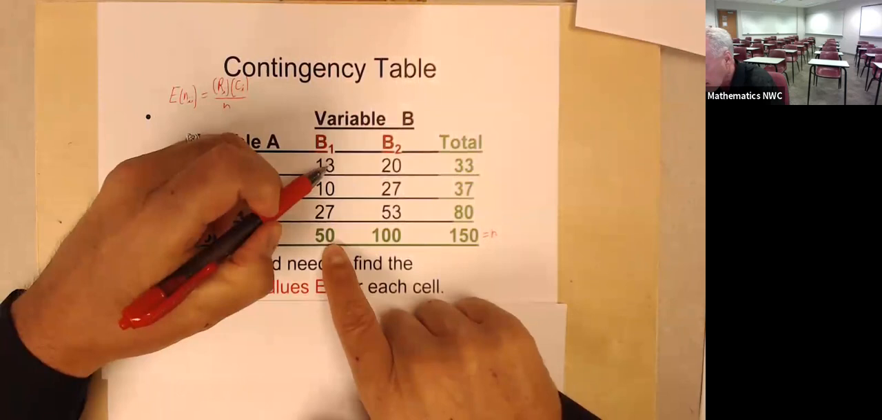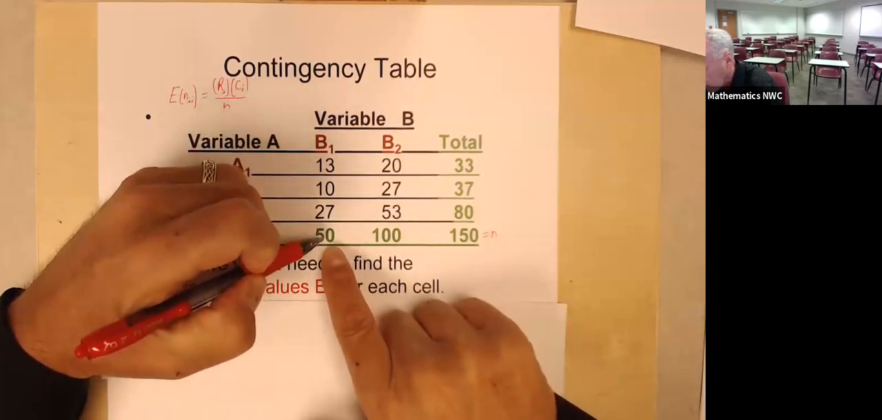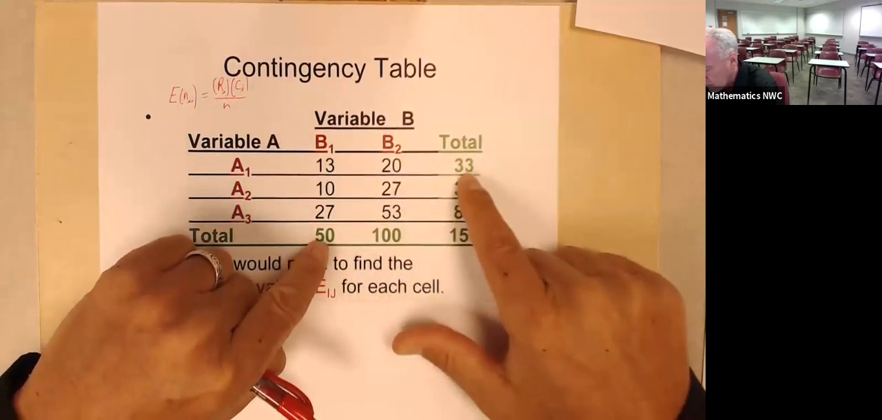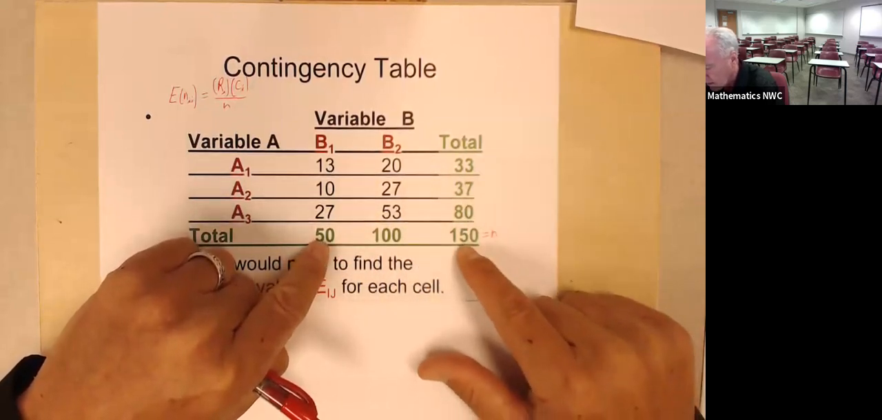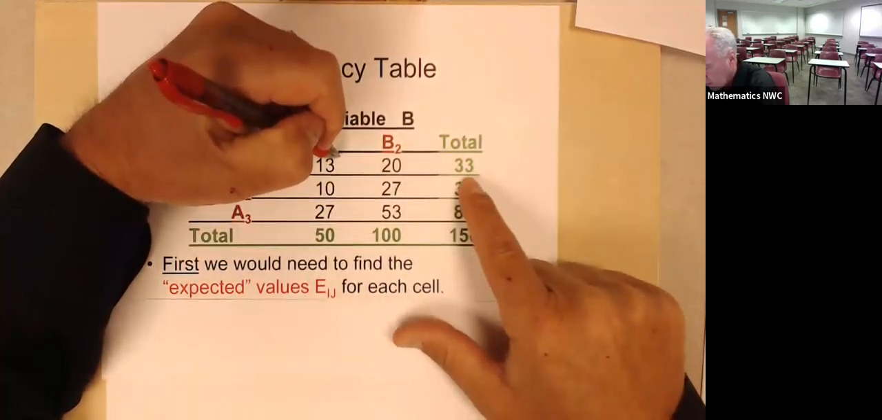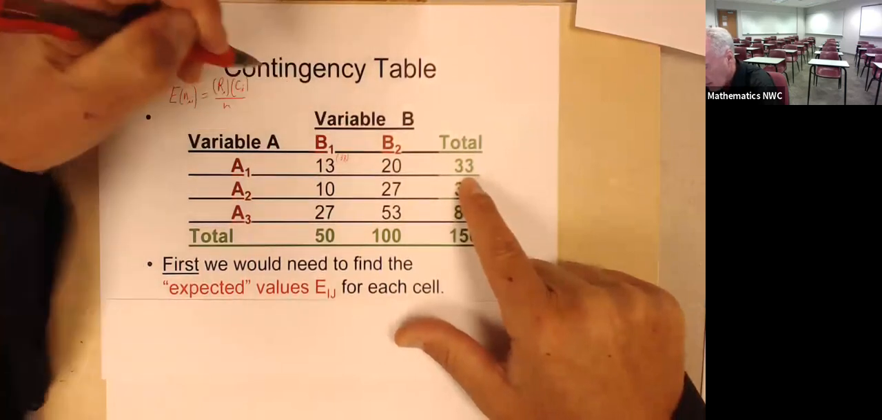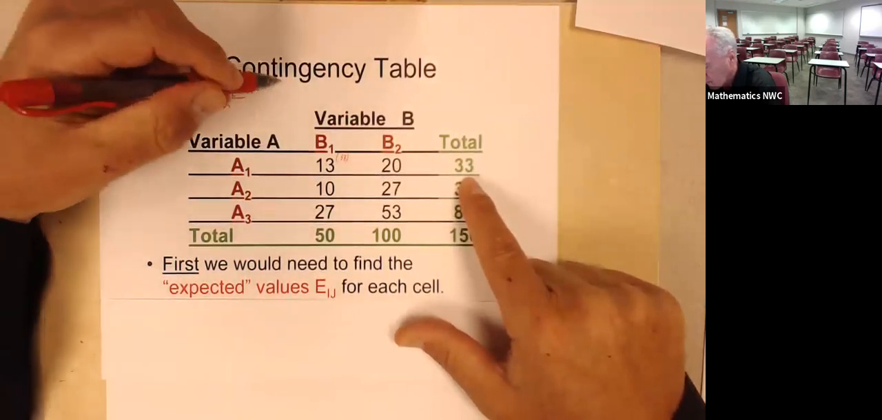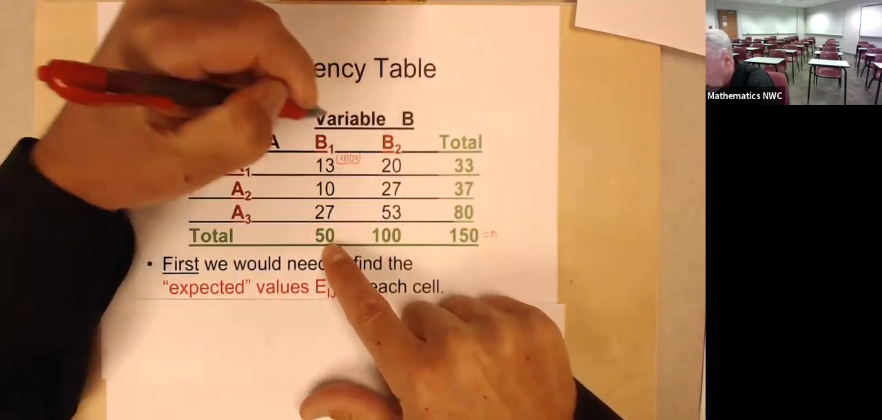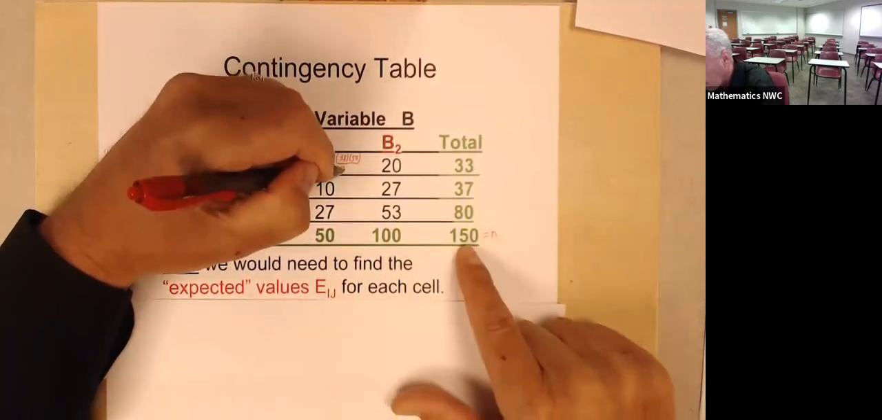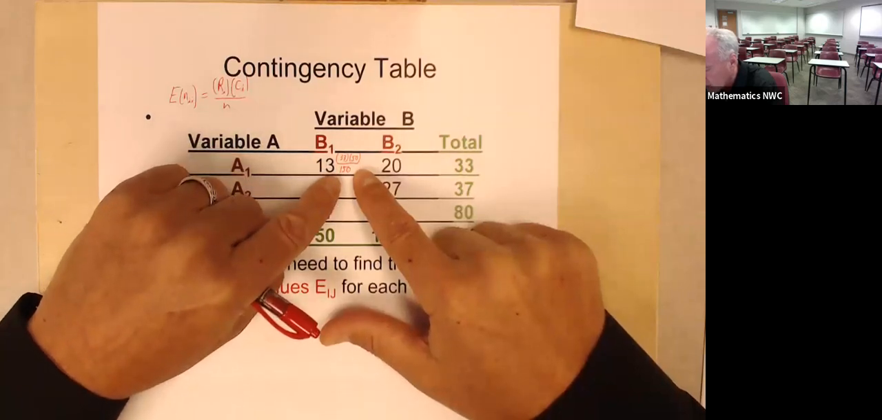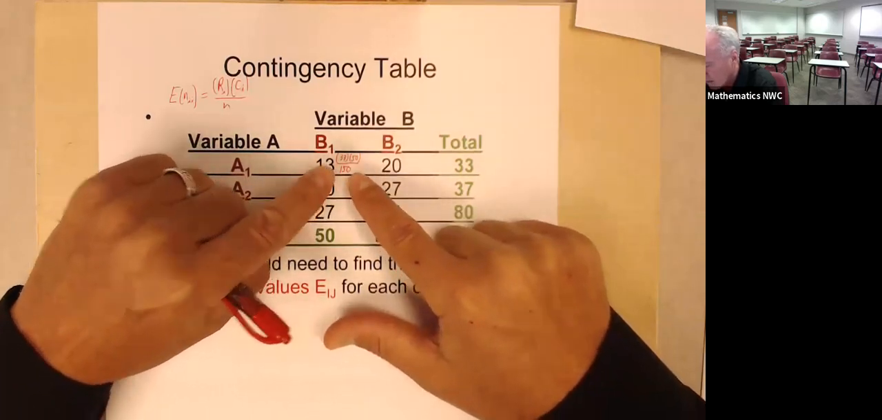So what would I expect here for 13? I would have expected 50, that's the column total, times 33 divided by 150. This would have been 33, that's the row total, times the column total, 50, divided by 150. And I would calculate that out, and here, carefully, I'm going to round it off to the nearest number.